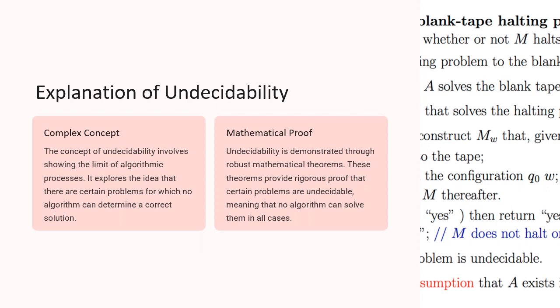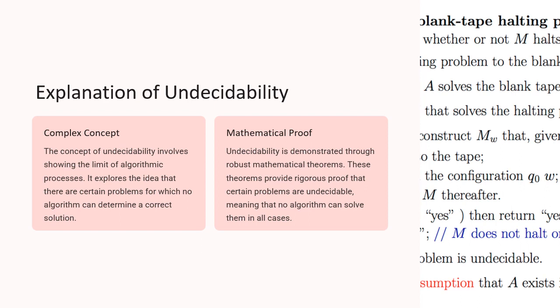Explanation of undecidability. Complex concept. The concept of undecidability involves showing the limit of algorithmic processes. It explores the idea that there are certain problems for which no algorithm can determine a correct solution.